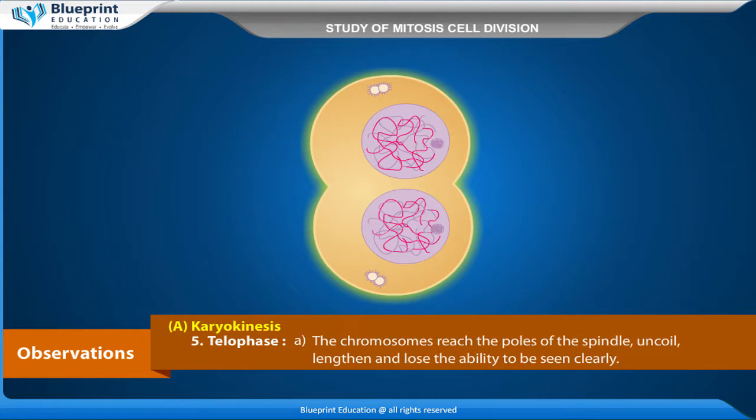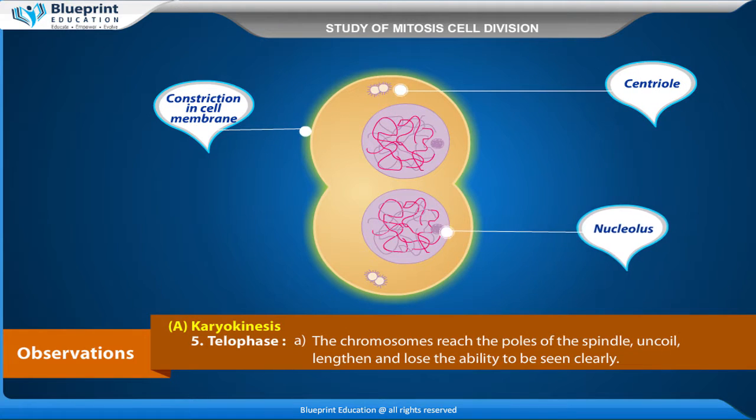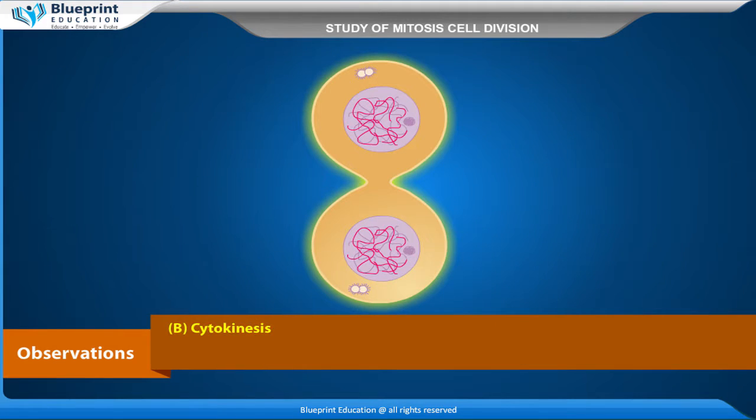Telophase. The chromosomes reach the poles of the spindle, uncoil, lengthen and lose the ability to be seen clearly. The spindle fibers disintegrate around the poles. Nuclear membrane and nucleolus reappear and two daughter nuclei appear at opposite poles.